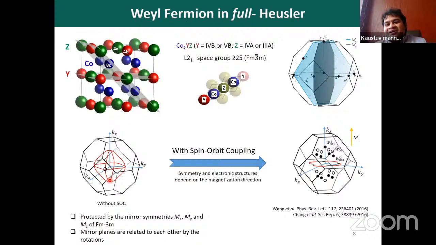But for cobalt two vanadium gallium or cobalt two titanium tin, you have exactly the same states, but they are much farther from the Fermi energy. That is why the anomalous Hall effect, or let's say the thermal transport properties, are not so exotic. It's just like normal.